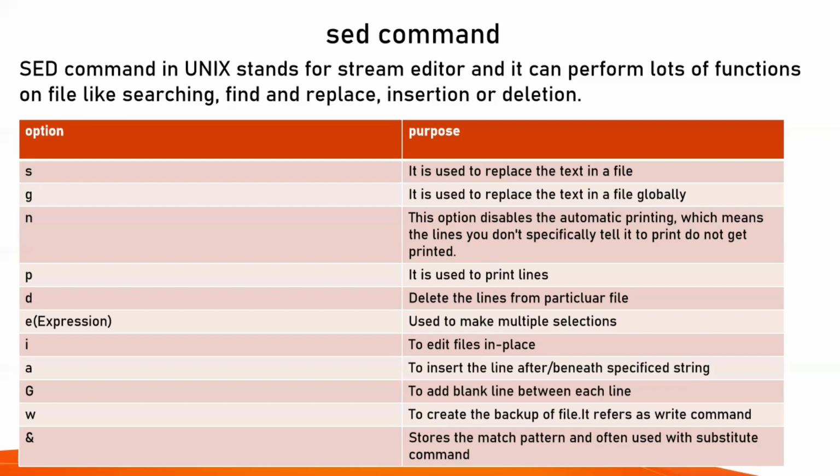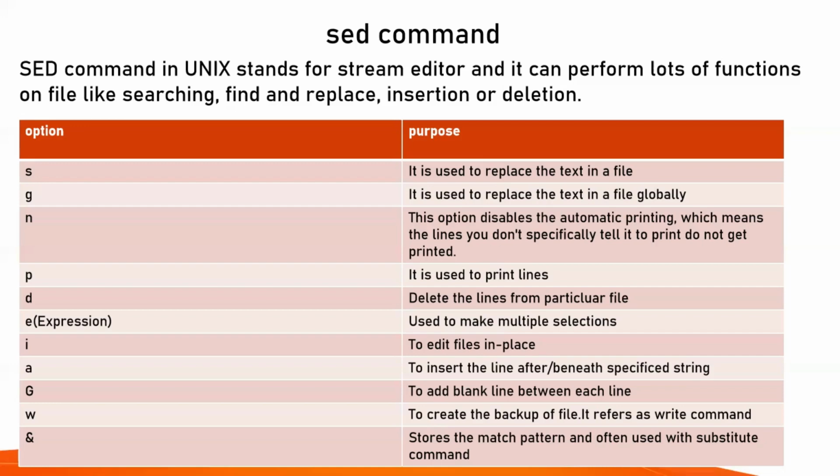The next is the g option. It is used to replace the text in a file globally. The next option is n. This option disables the automatic printing, which means the lines you don't specifically tell it to print do not get printed. The next option we have is p. As the name suggests, it is used to print the lines.